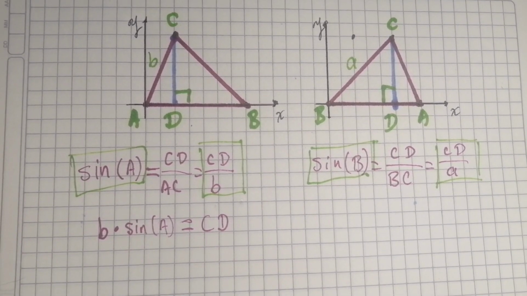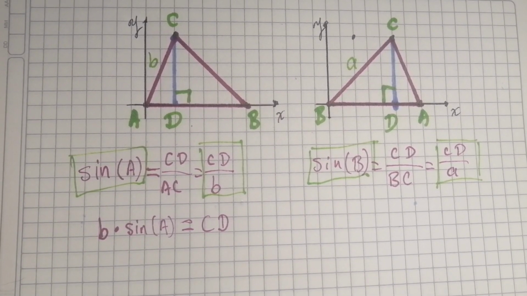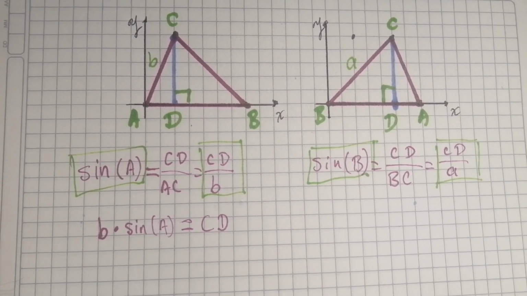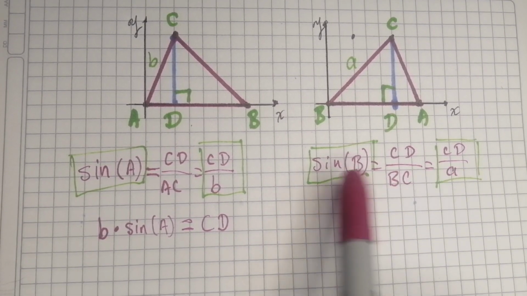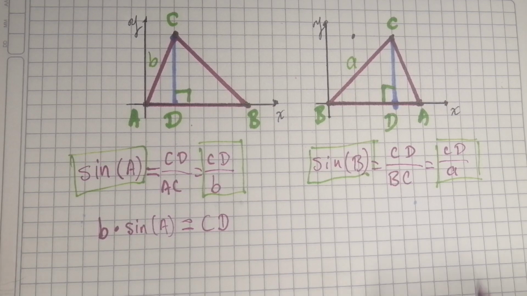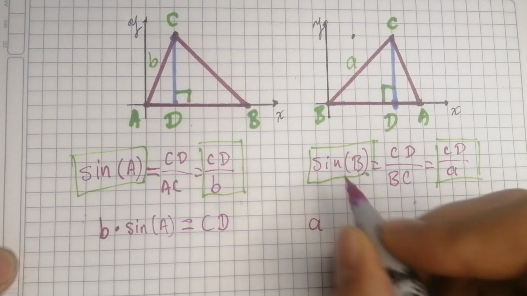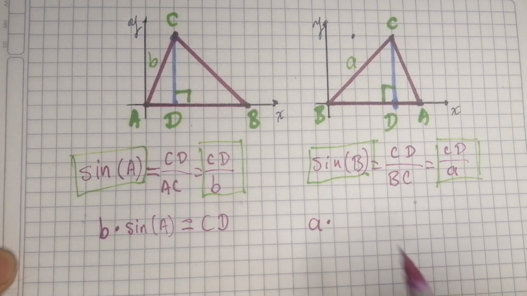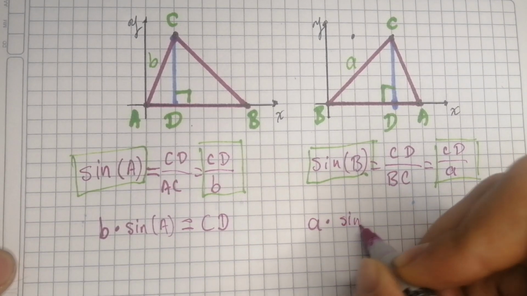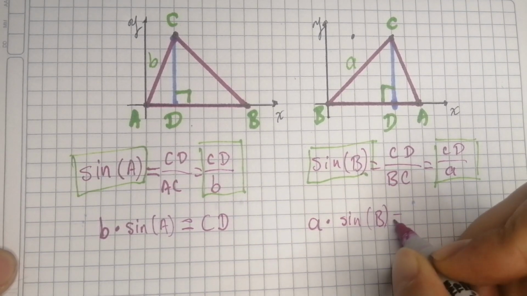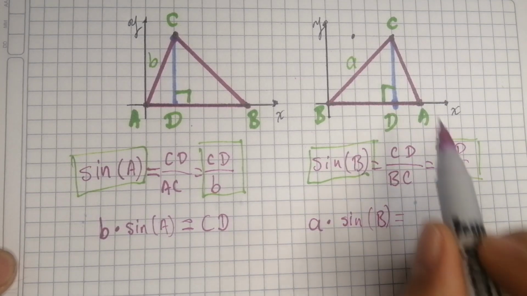And now, as I want to create an expression, an equation, that is created only considering these two elements that I have pointed here, I'm going to say that A passes to multiply to this side. Multiply what? Multiply the sine of B. This is equal to what? To the segment CD.